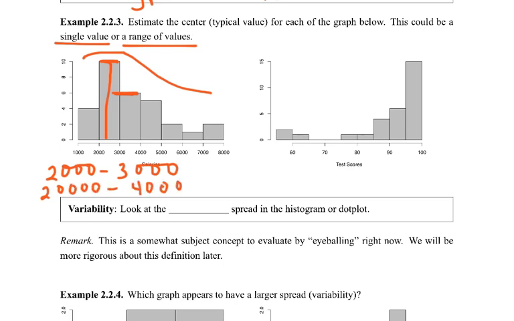If you're looking for a specific number, you could go halfway. You could say 2,500 or 3,000 or something like that. Any of those would be acceptable for where a center or a typical value is.